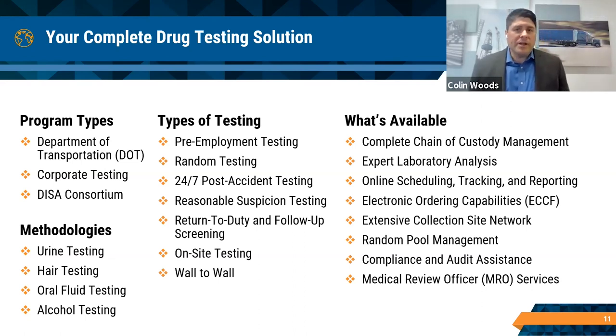So what's available? The complete chain of custody process, which I'll talk about on the next slide, laboratory analysis, that electronic scheduling and tracking, again, heavy focus on leveraging IT to make the process quicker and more accurate. The extensive collection site network, those 6,000 plus locations, giving the convenience to that employee who needs to perform the test, and then ultimately a lot of compliance assistance.